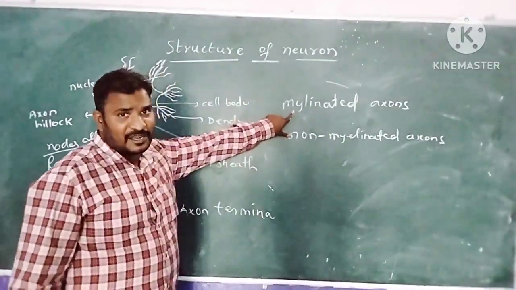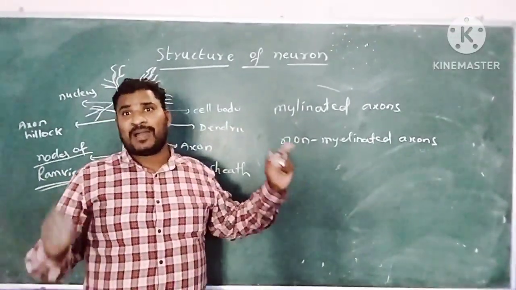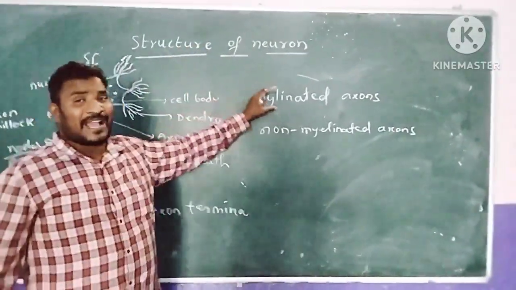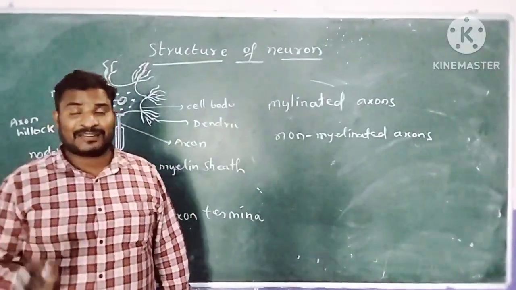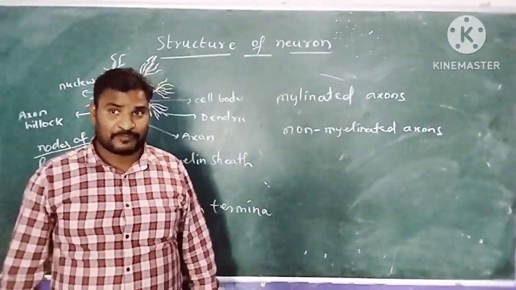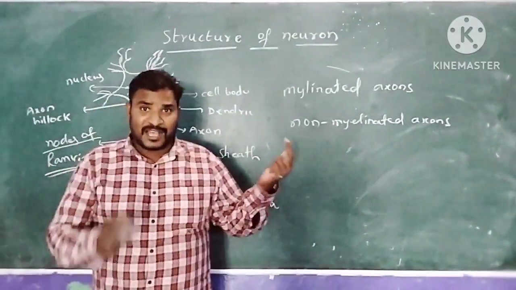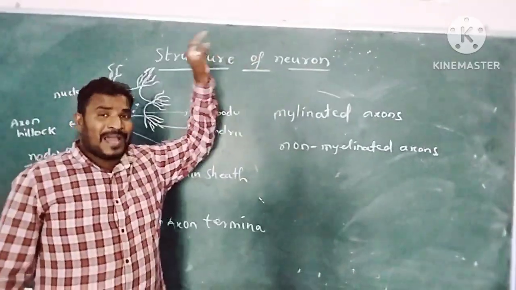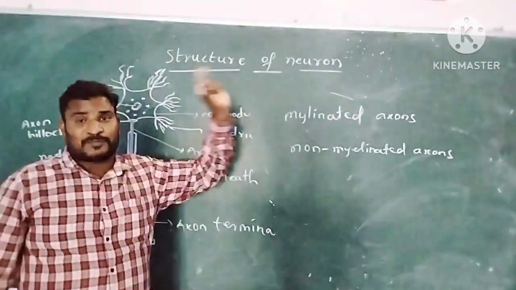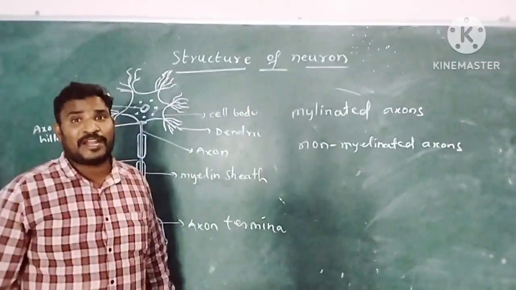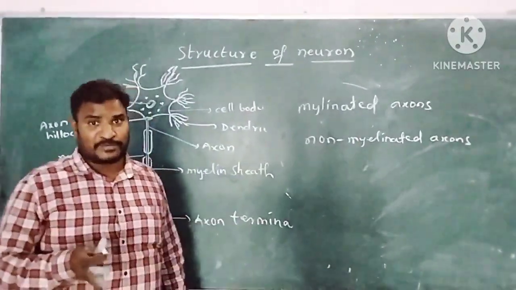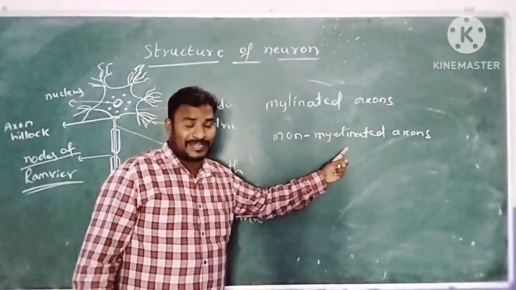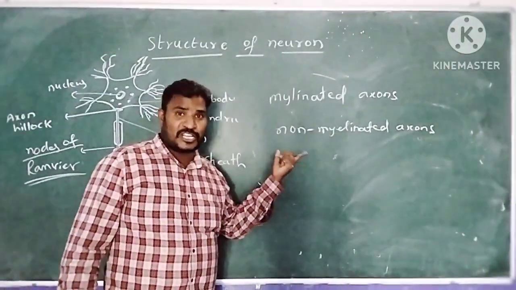Myelinated axons are surrounded by the myelin sheath, and they are present inside the central nervous system and peripheral nervous system. The myelin sheath of the myelinated axons of the central nervous system is made up of oligodendrocytes. Non-myelinated axons do not have the myelin sheath around the axons.